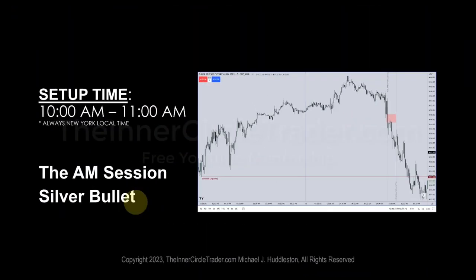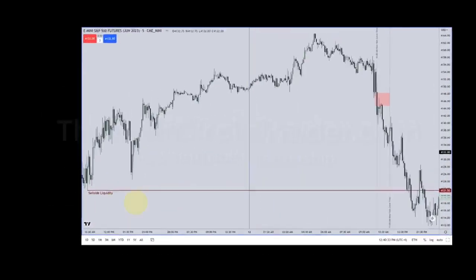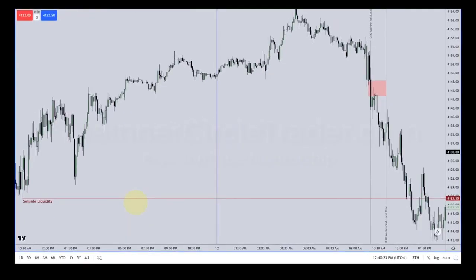All right, the second one in our continuing list of ICT Silver Bullet setups is the AM session. Now this one is focusing on the 10 a.m. to 11 a.m. always New York local time. And let's take a closer look at this one now. Okay, so we are looking at the E-mini S&P once more. And the idea is between 10 a.m. New York local time and 11 a.m. we wait for when the market's bearish.